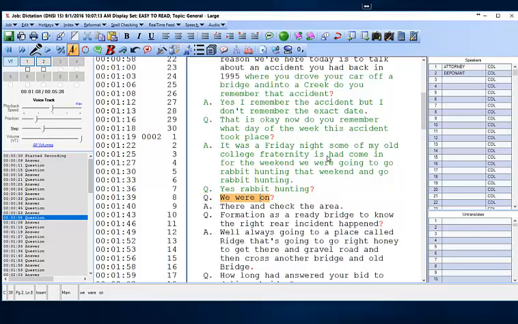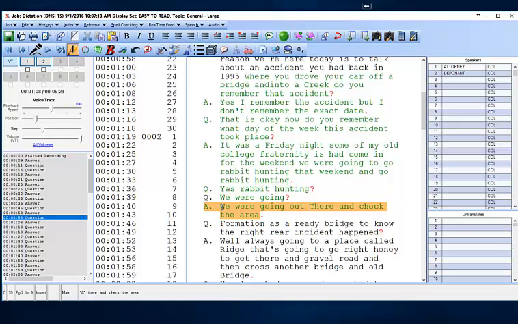We were going. I think again this is just a mess up on my part. Page down. We were going out there to check the area. Page down.